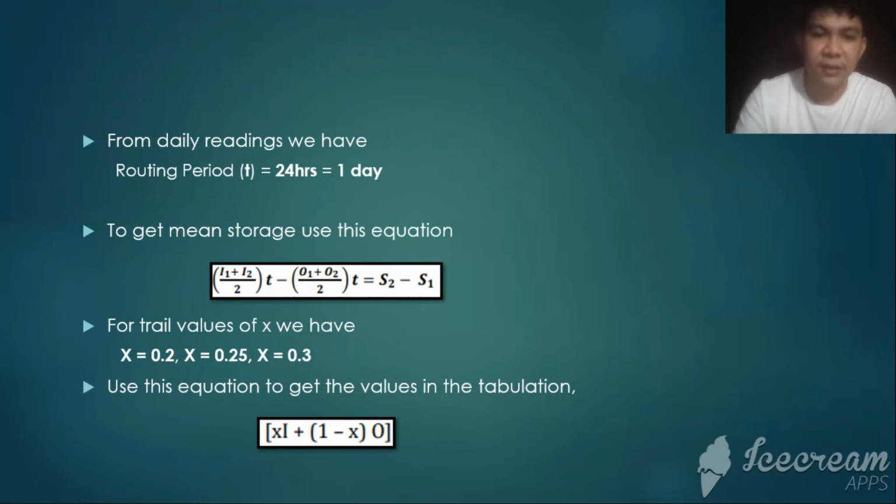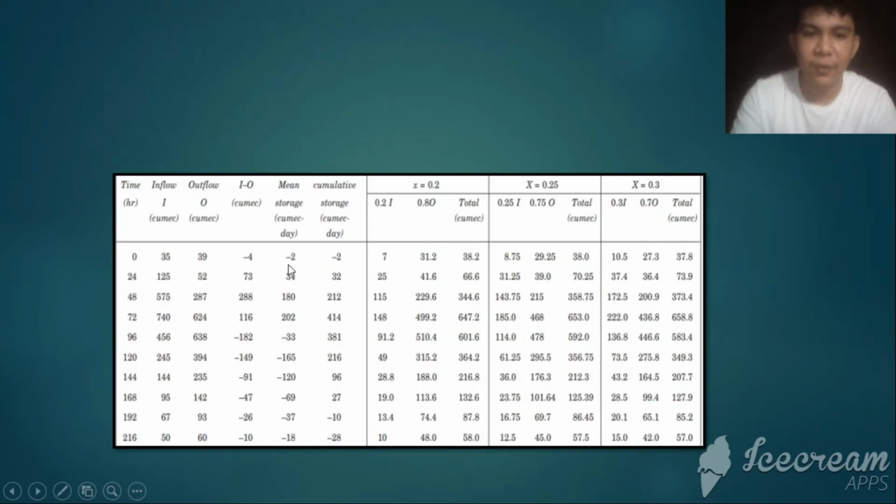Then minus the outflow. Our outflow in the graph, O sub 1, is 39. We don't have O sub 2 yet. Divided by 2 times the interval of 1. So we get negative 2 for the first row.